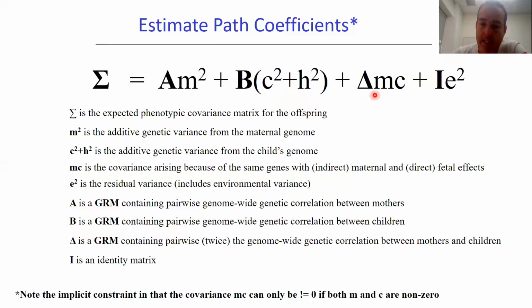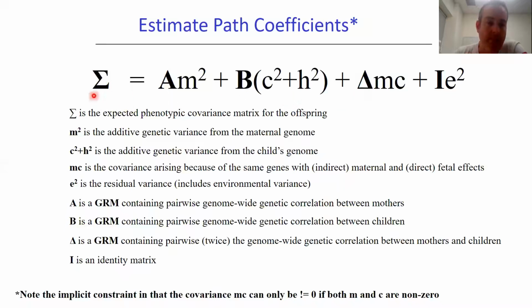Delta is a little bit tricky. We'll go into that in the next slide in some more detail, but it's basically a GRM containing twice the genome-wide genetic correlation between mums and their children. And then I is the identity matrix.